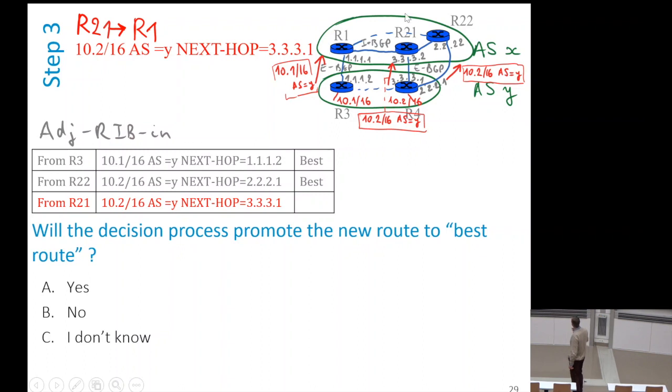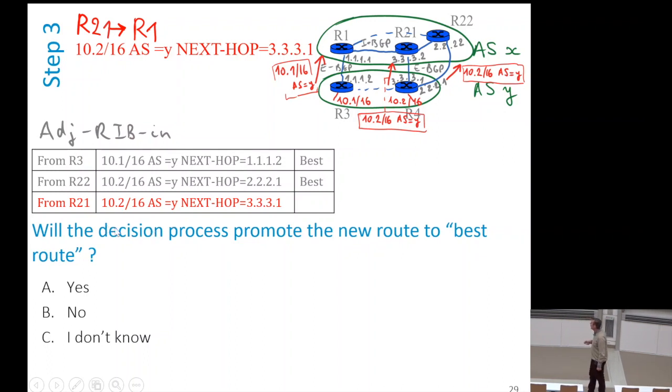Now, a bit later, the same thing from R21 will come. So R1 will receive the same route, but from R21. It's not exactly the same route. The difference is the next hop. The next hop is now this link here. There is a small mistake here. The AS path inside AS X should be XY and not Y, but let's ignore that for the time being.